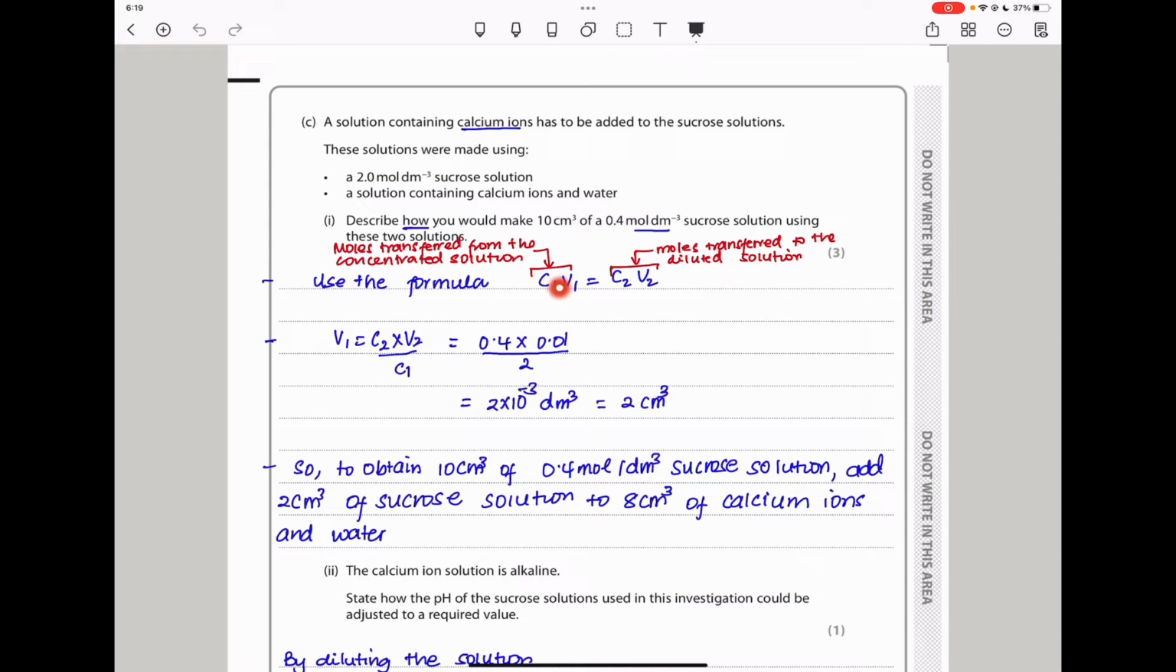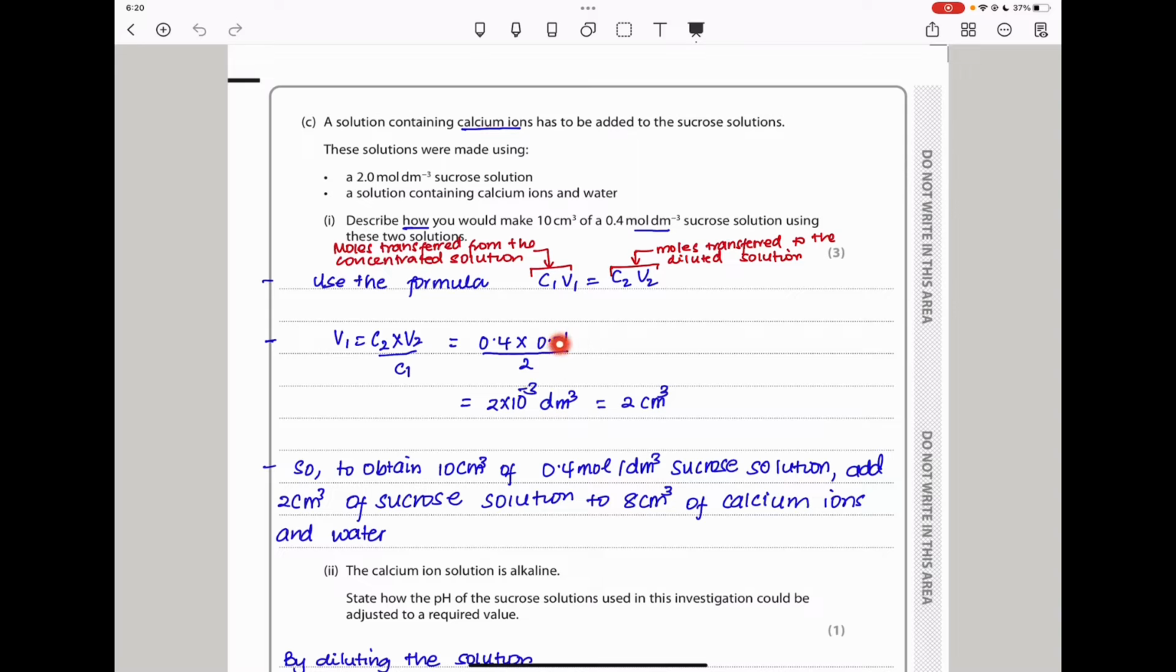So I took solution one to be the stock solution, which is the sucrose solution. This concentration is 2 mol per decimeter cubed, and this is the volume. I made V1 the subject, which is C2 times V2 over C1, and I substituted the respective values. C2 is 0.4 mol per decimeter cubed, C1 is 2, and the volume V2 is 10 centimeters cubed.